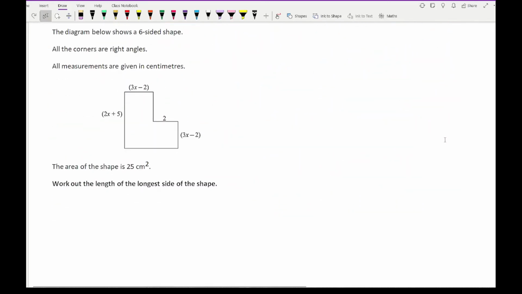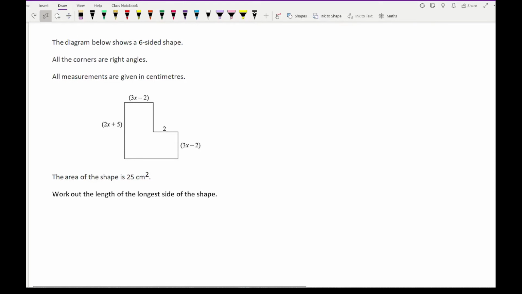So let's have a look at this next example, which looks a little bit more complicated, but this is a complicated topic and it's quite highly advanced. So it says the diagram below shows a six-sided shape. All corners are right angles. All measurements are given in centimeters, and it says that the area of the shape is 25 centimeters squared.